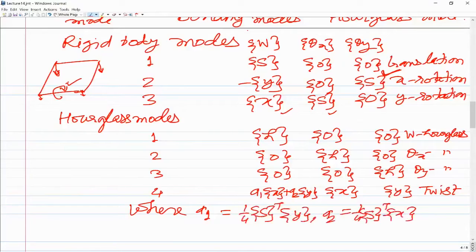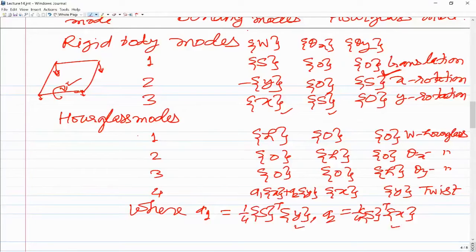Here you see the rotations themselves are proportional to the nodal coordinates of the nodes, and then further the w displacement would be proportional to x and the rotation. So those constants depend on the coordinates again. And this is the twist mode. Of course, more important are these three hourglass modes.